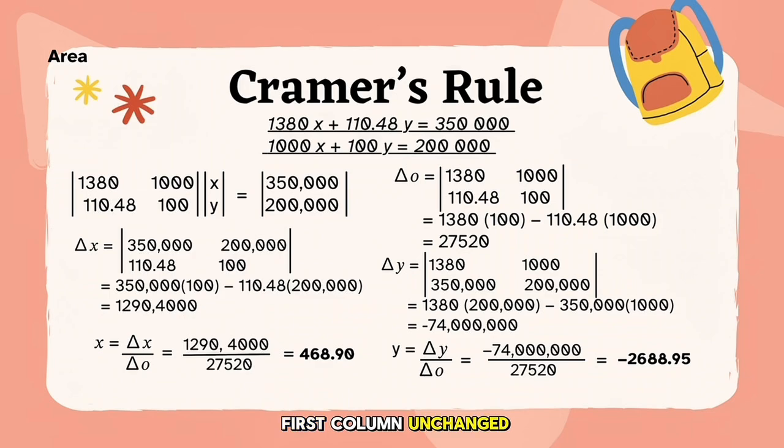Then we calculated delta y by replacing the second column of the matrix with the same constant values while keeping the first column unchanged. We multiplied 1,380 by 200,000, then subtracted the result of 350,000 multiplied by 1,000. This gave us a result of negative 74 million.